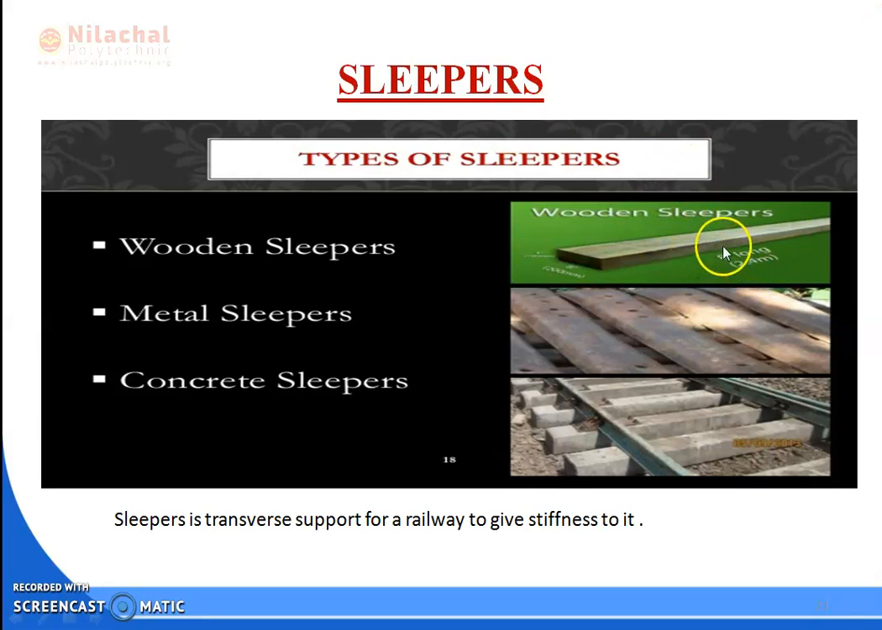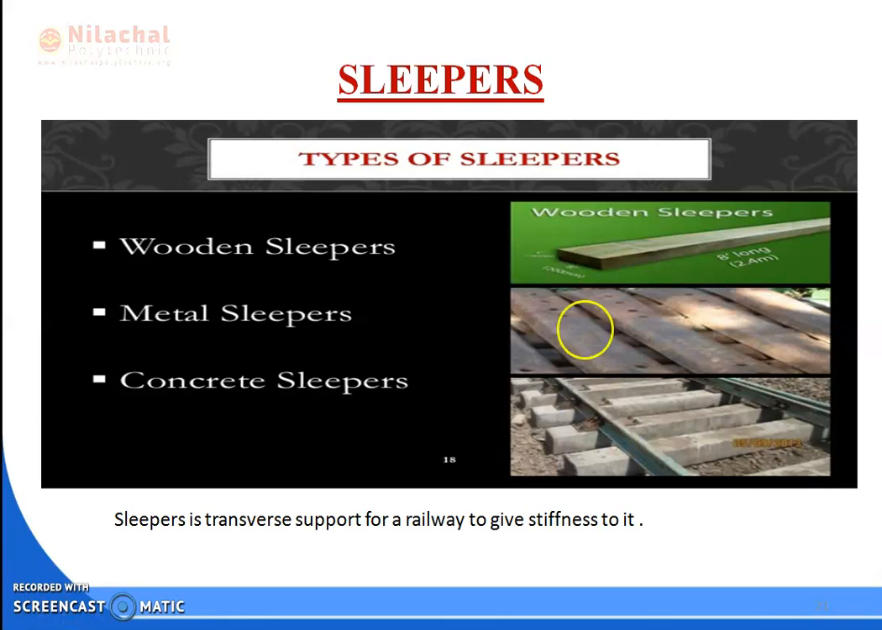Okay, so the standard size of the timber sleeper according to your gauges, I have already explained what the types of gauges are. Gauge is the distance between the two main rails, and it is of three types. One is your broad gauge, next one is your meter gauge, and third one is your narrow gauge.